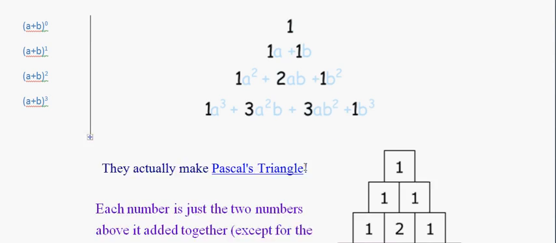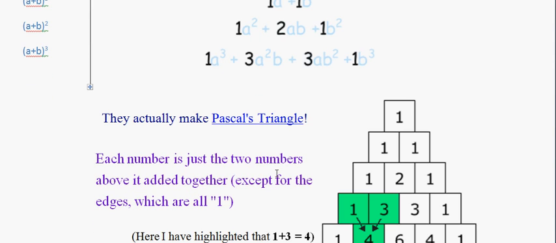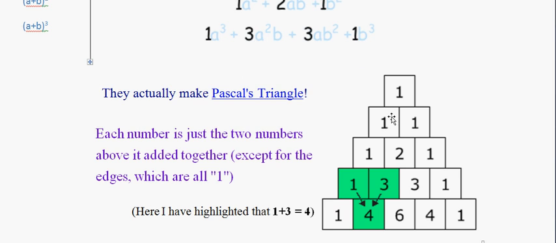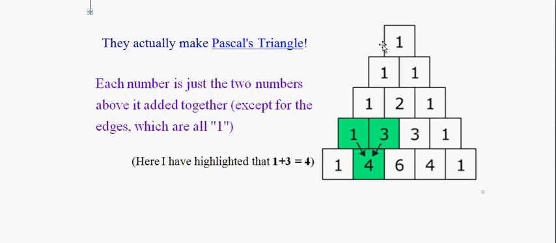This actually makes a Pascal triangle. Each number is just the two numbers above it added together, except for the edges, which are all one. That always remains one. We make this a type of equilateral triangle. We can make the triangle as big as we want, according to our needs.